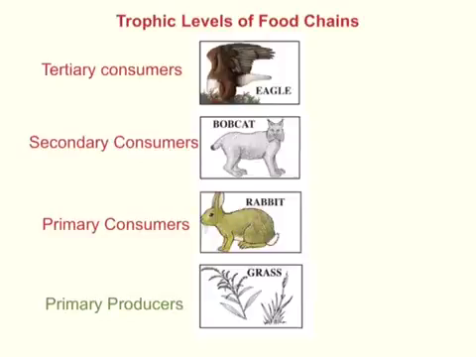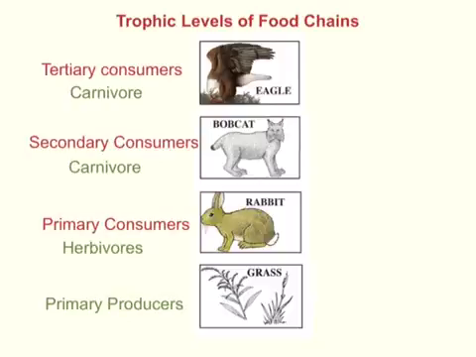Now let's add in some words that refer to the kind of food that each animal eats. So the rabbits, they eat the grass, which is a plant, and they are known as herbivores. And any animals that eat other animals are known as carnivores. So the bobcat is a carnivore, and the eagle is also a carnivore.